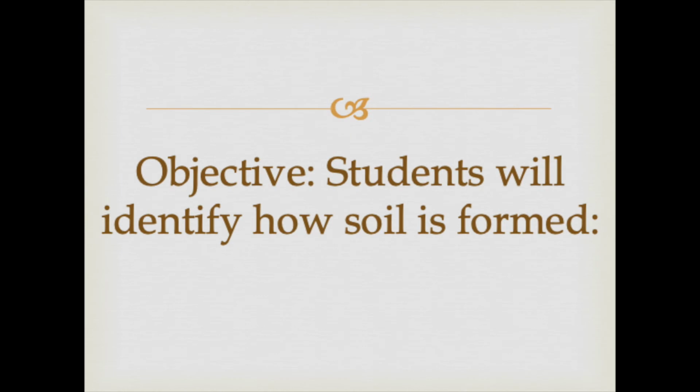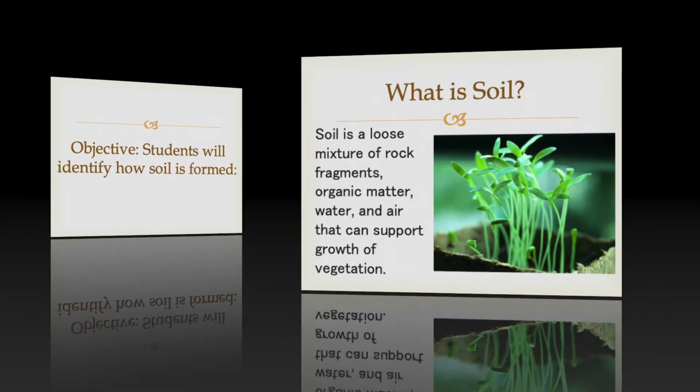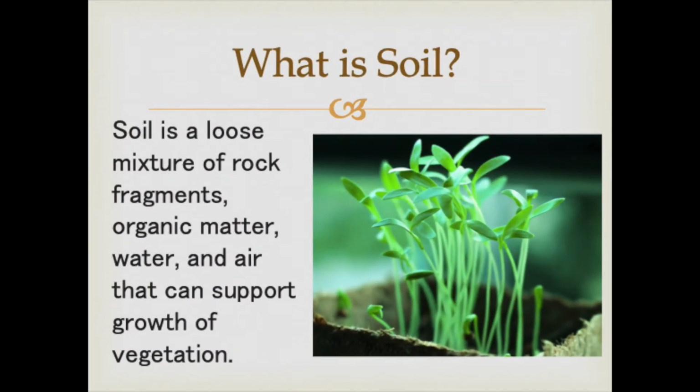Okay, so today's objective is that students will be able to identify how soil is formed. And before we go any further, we have to ask the question, what is soil? And the answer is soil is a loose mixture of rock fragments, organic matter, water, and air that can support growth of vegetation. In fact, soil is a product of thousands of years of chemical and mechanical weathering that can support biological activity.